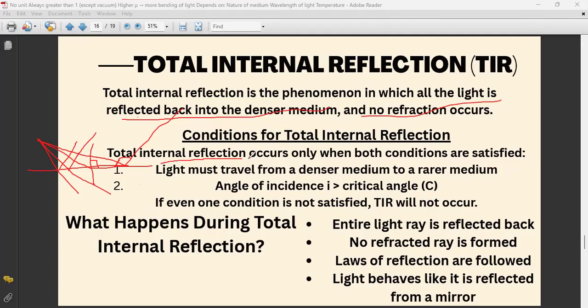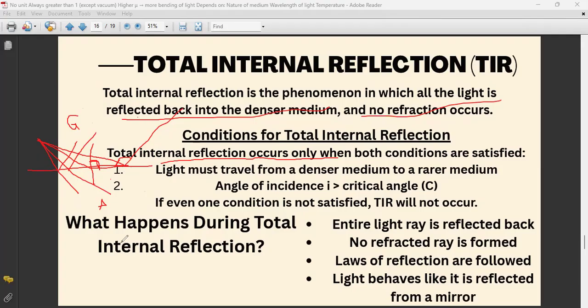Now, what are the conditions required for total internal reflection? Total internal reflection occurs only when both conditions are satisfied. Light must travel from the denser medium to the rarer medium. Again, we have the example here where the light ray was traveling from the glass medium to the air medium. But the angle of incidence here must be greater than the critical angle. Now we can see that it is greater than the critical angle. So even if one condition is not satisfied, then the total internal reflection will not happen.